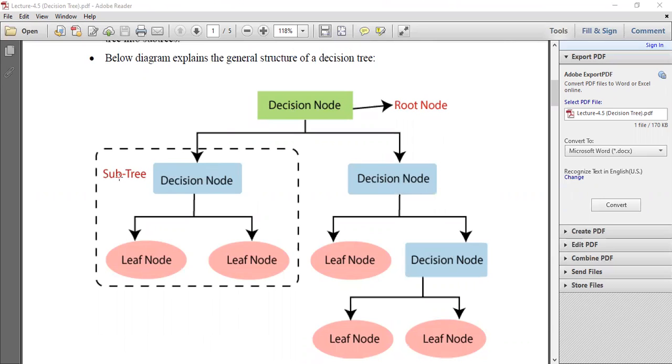This is a root node, and this is the subtree, and these are the leaf nodes, and decision node, and leaf node.